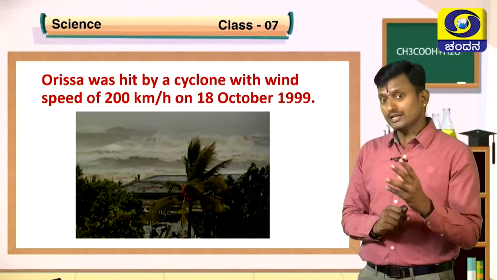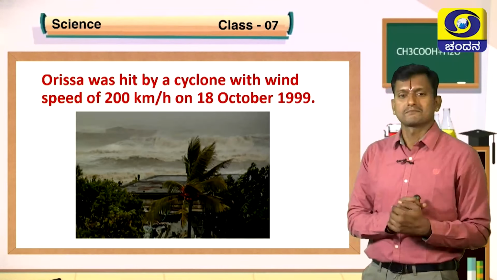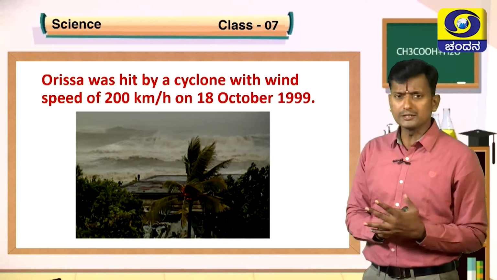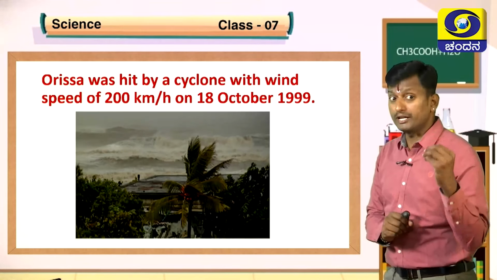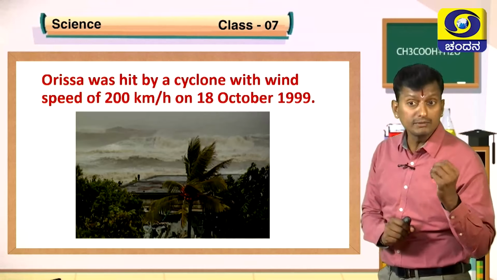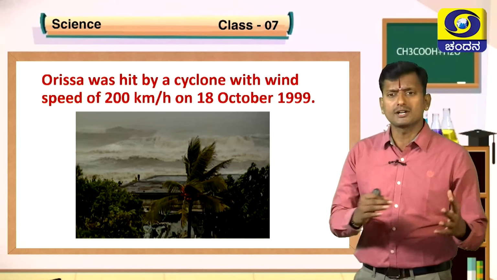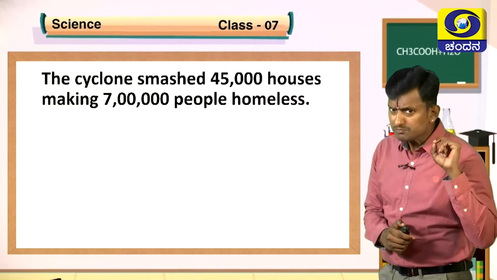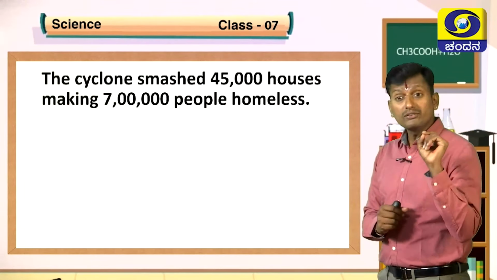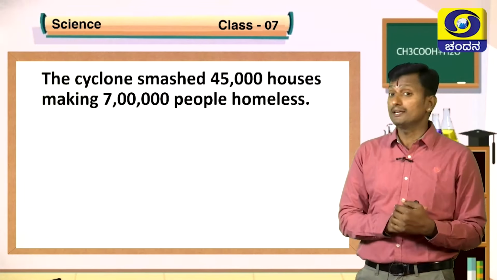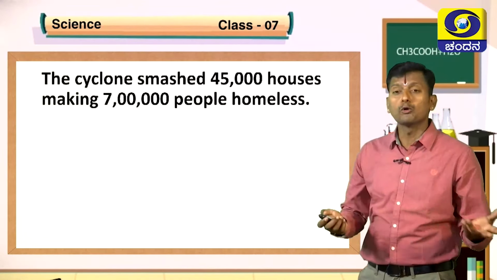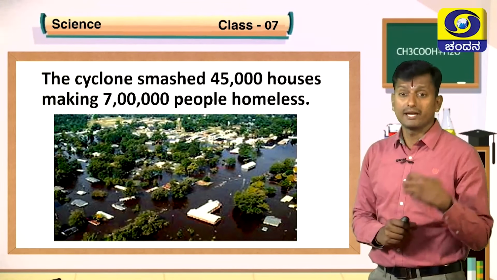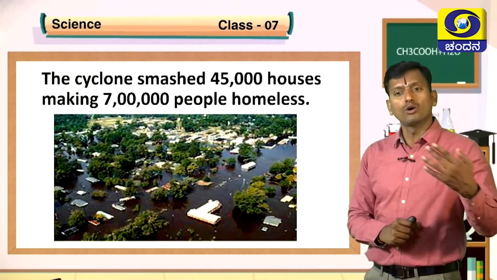Now, do you think this phenomenon is happy to see? No, it creates fear. A cyclone with speed of 200 km per hour, just imagine. How much adverse effect is going to happen on the Orissa state? The cyclone smashed over 45,000 houses, making 7 lakh people homeless. This was the adverse effect by a natural phenomenon called cyclone on Orissa.